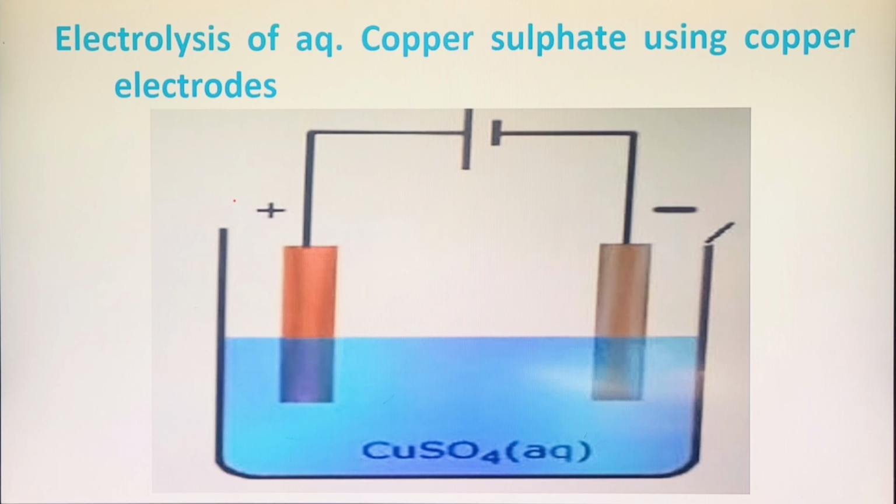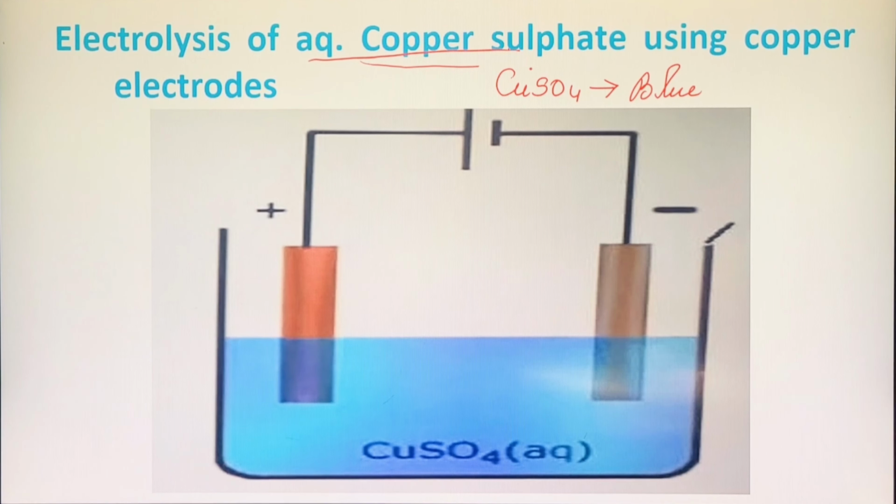So today we are going to deal with electrolysis of one of the most important compounds that is asked in the board exam. It is nothing but the electrolysis of aqueous copper sulphate. Children, the formula of copper sulphate is CuSO4. Can you tell me what is the color of copper sulphate? Yes, the color of copper sulphate is blue.